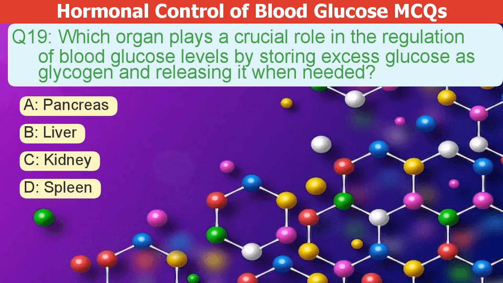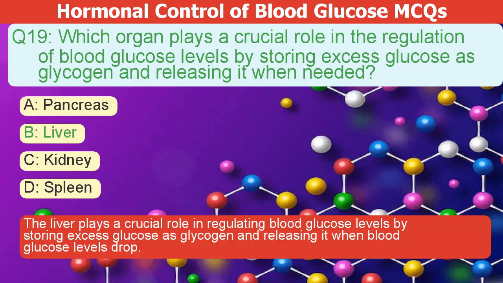Which organ is key to regulating blood sugar? It stores extra sugar as glycogen and releases it when needed. A. Pancreas. B. Liver. C. Kidney. D. Spleen. The correct answer is B. The liver plays a crucial role in regulating blood glucose levels by storing excess glucose as glycogen and releasing it when blood glucose levels drop.